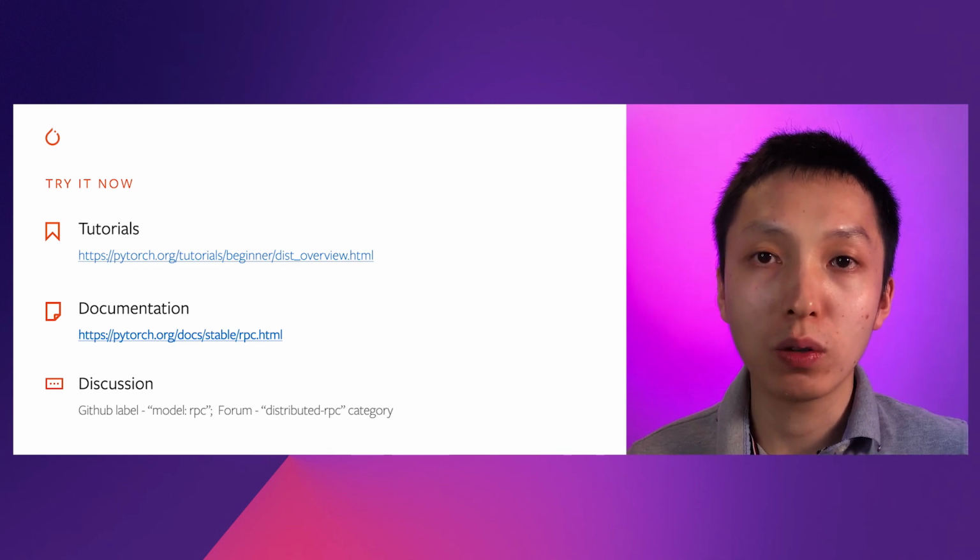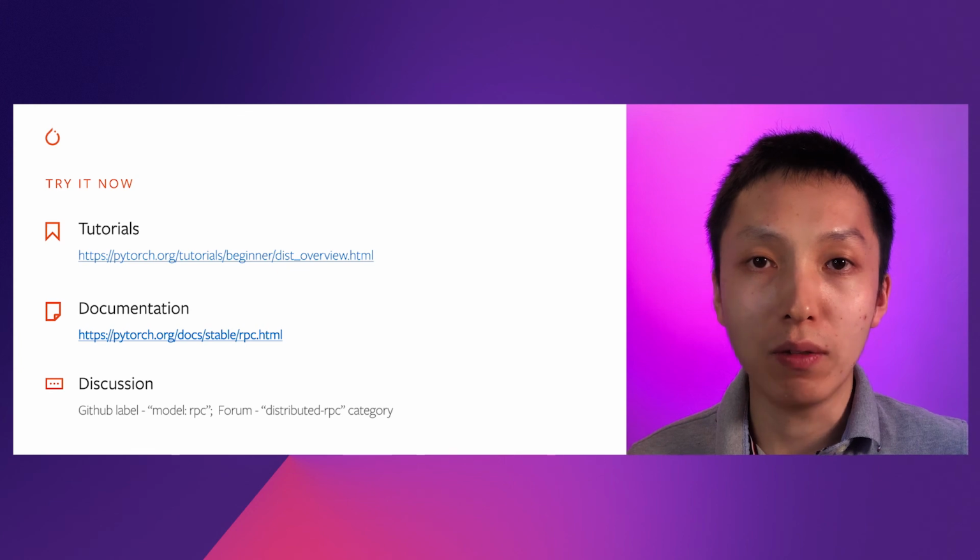We have quite a few tutorials, and we also have an extensive API page. We are actively monitoring GitHub issues and forum questions for RPC on a daily basis. So let us know if you encounter any problem, and also let us know if there's any way that PyTorch RPC can be improved.